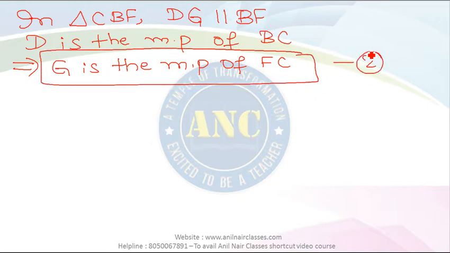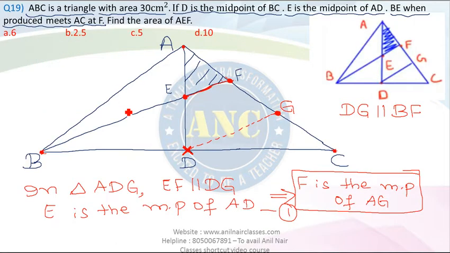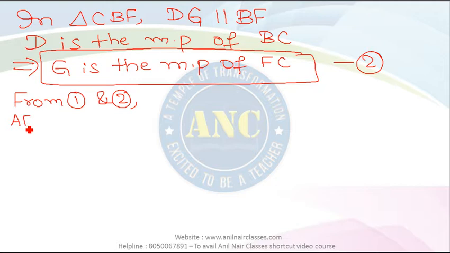I hope I am making sense for you people, and you are understanding very clearly. G is the midpoint of FC. Now there are two equations. I will combine both equations, equation 1 and equation 2. What is equation 1? F is the midpoint of AG. That means AF will be equal to FG. That is the meaning of it. This is what I understood from equation 1.